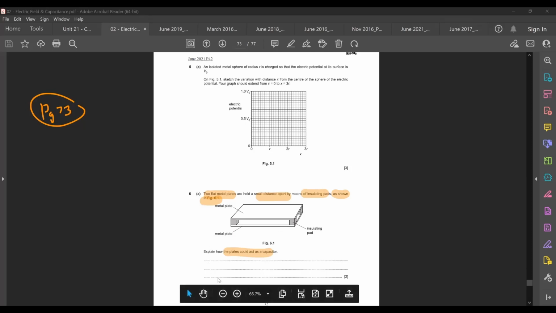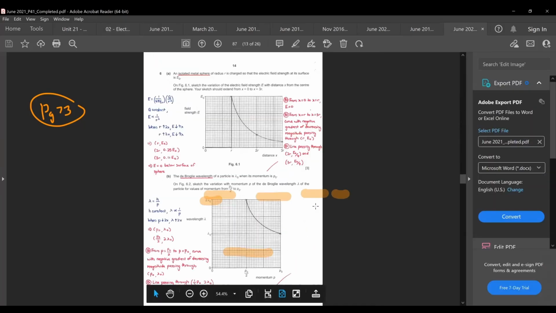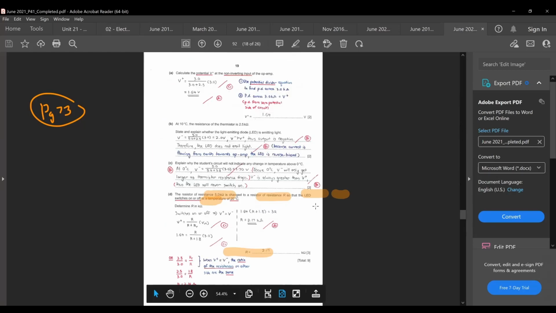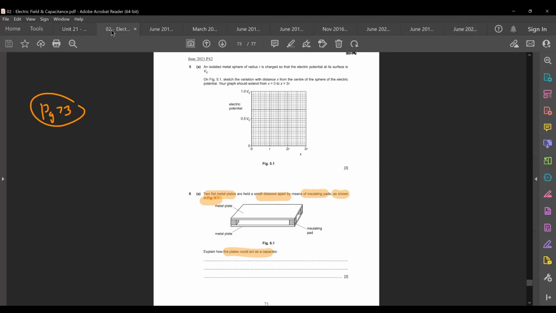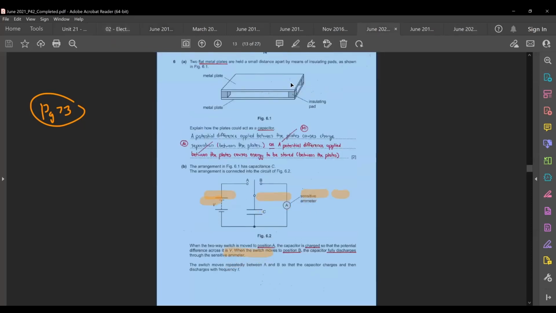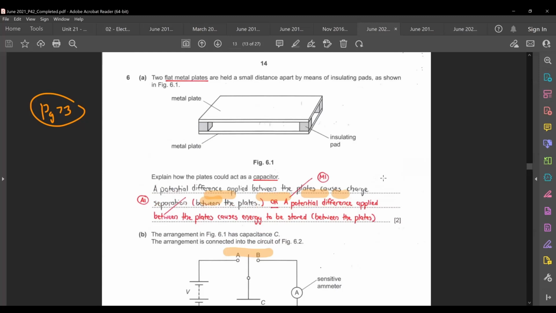This one, let me just open up the past paper here. I just closed it off just now. June 2021 P41. So how would you explain that two plates act as a capacitor? Wait, am I in the correct year? Oh, June 2021 P42, sorry. So how would you explain that this plate can act as a capacitor, right?